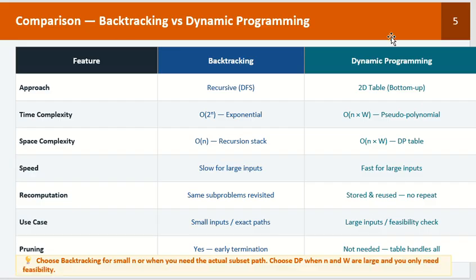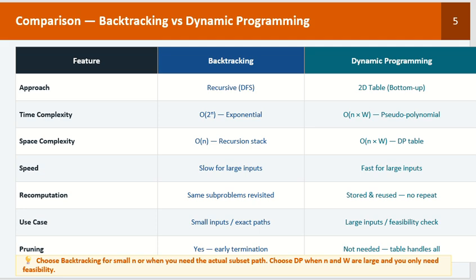So let's compare both of these. Backtracking is somewhat simple, but it is slow for larger input. We know it is recursive and uses depth first search, while dynamic programming uses a 2D table with a bottom up approach. It is faster and avoids repetition. Backtracking is useful when we need the actual subset, and dynamic programming is better when we only need to check if a solution exists or not.